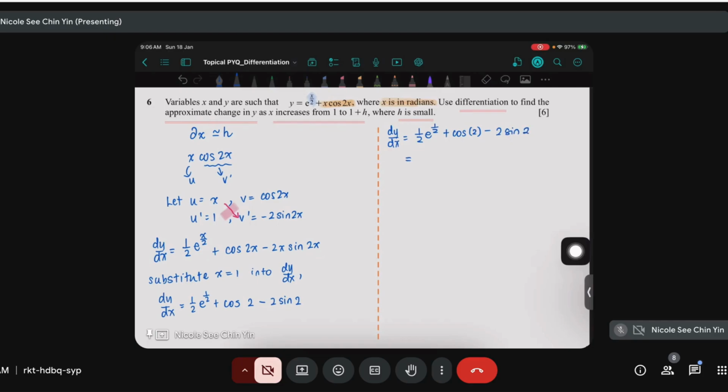Okay, calculator will give you negative 1.41038 something, long decimal. So your delta y approximate change is, to 3 significant figures, negative 1.41 times h. That's it.